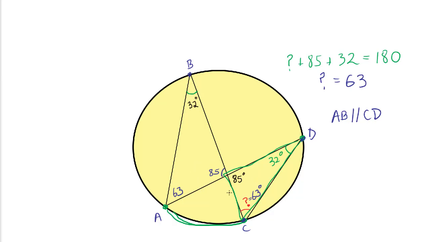But are these parallel? Well, let's think about that. AB would be there. CD would be there. If they are parallel, that means the alternate interior angles in the opposite corners there must be the same. They're not the same. One's 63, one's 32. I have similar triangles, but there's no reason, and it's not true, that AB is parallel to CD.